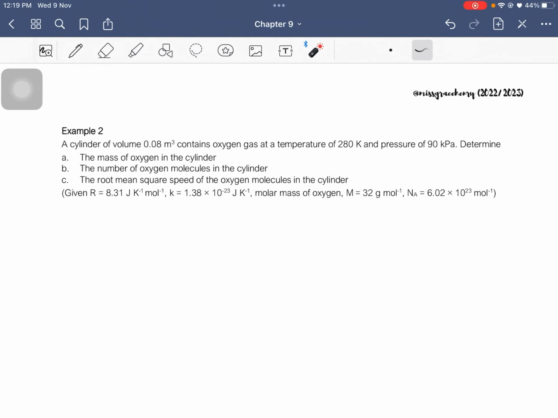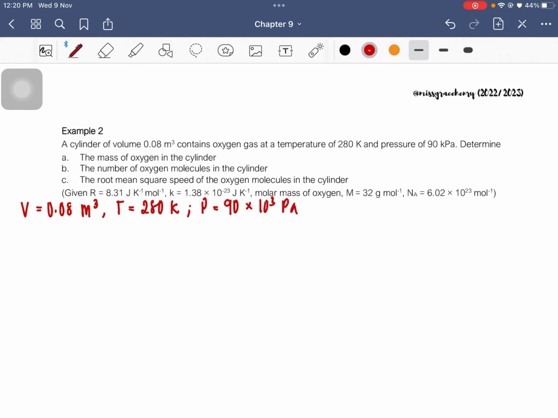Example 2 pula. We have a cylinder with volume 0.08 cubic meter. So the volume is 0.08 cubic meter. It contains oxygen gas at a temperature of 280 Kelvin. So you don't have to convert, sebab dia sudah in Kelvin. Lepas tu dia bagi kita pressure. Pressure is 90 kilopascal. Determine the mass of oxygen in the cylinder.